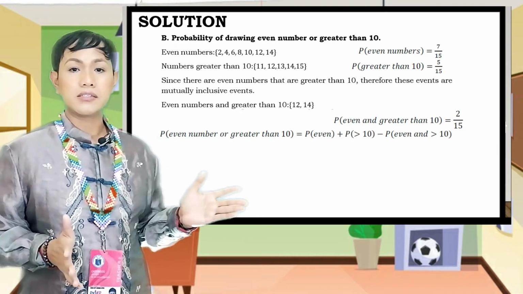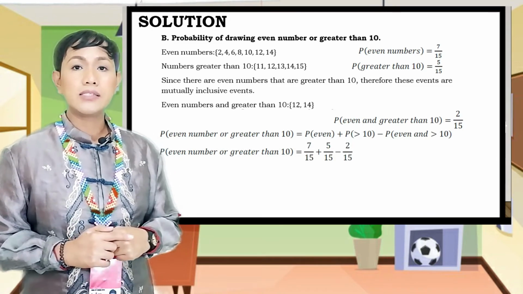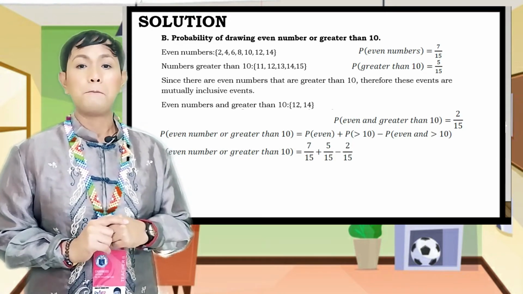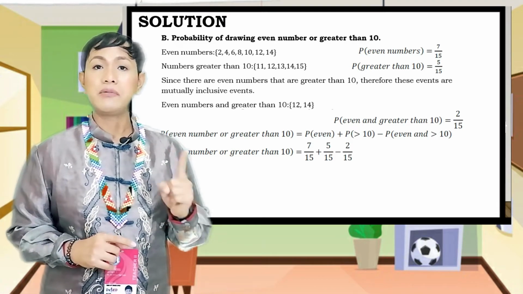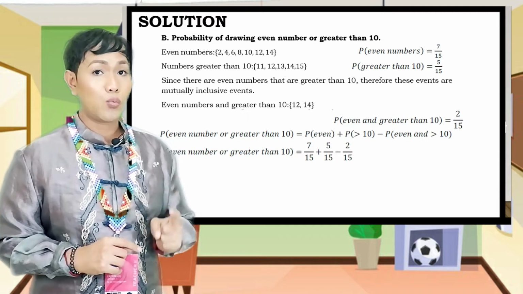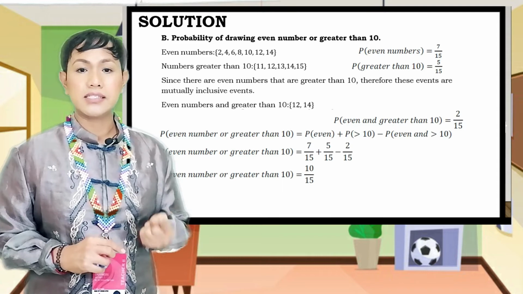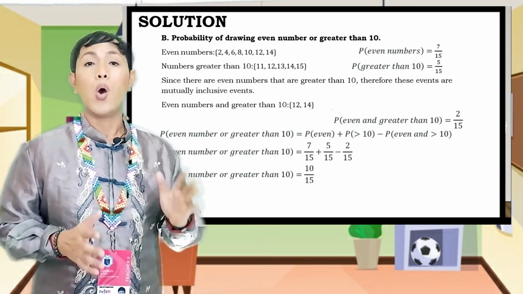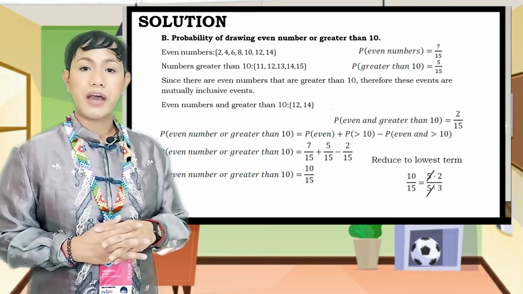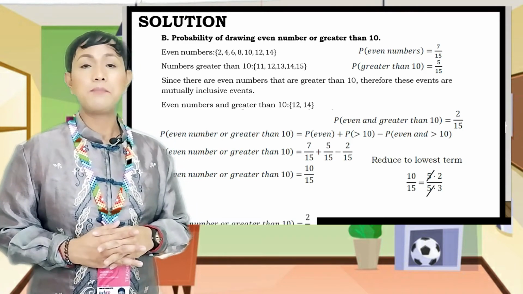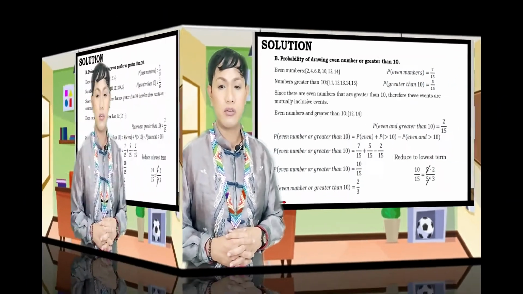So in numbers, this is equal to 7 over 15 plus 5 over 15 minus 2 over 15. 7 plus 5 gives us 12 minus 2, therefore we have 10. So that's 10 over 15, which when reduced to lowest terms by a factor of 5, we get the simplified answer to be 2/3 or 2 over 3.